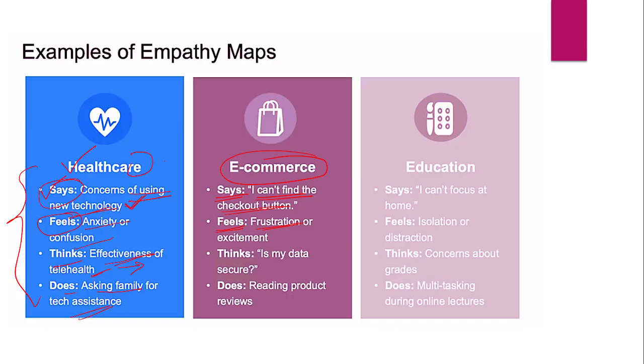Suppose I am searching on Amazon, they are showing the different range of mobile phones with comparative prices on the single page itself. It creates excitement. It depends upon the e-commerce websites. And thinks: is my data secure? Whatever user login you are using, for example PhonePe or Google Pay, whether this data is secure or not, and does: reading the product reviews. So these are the four quadrants while talking about empathy mapping.